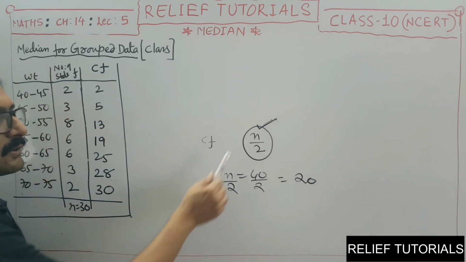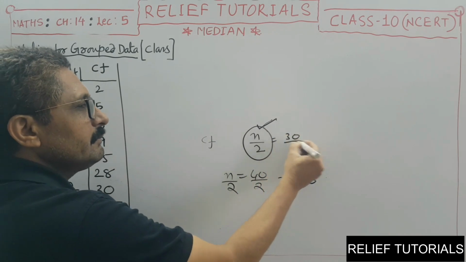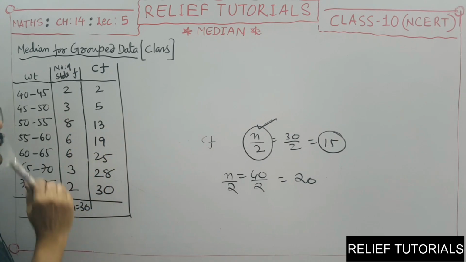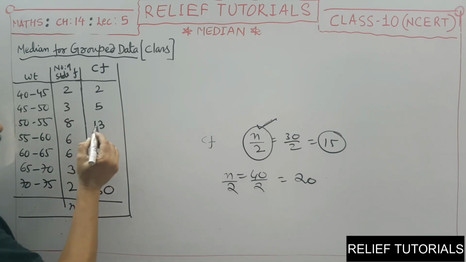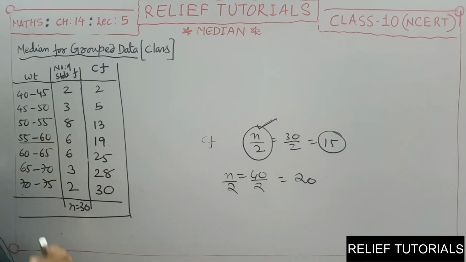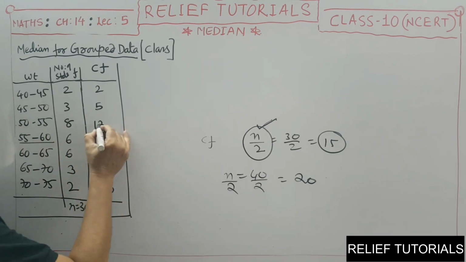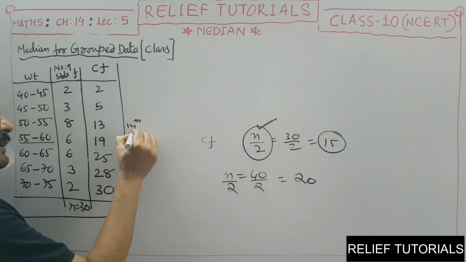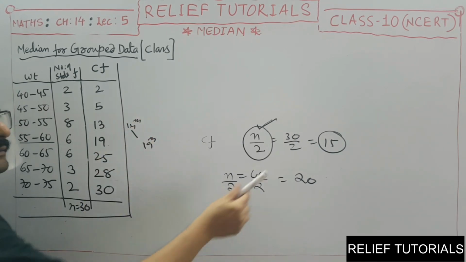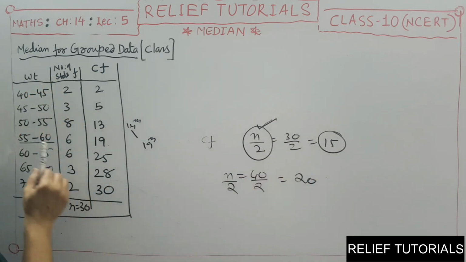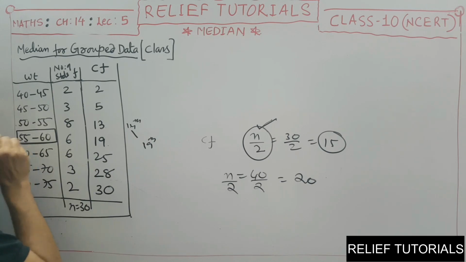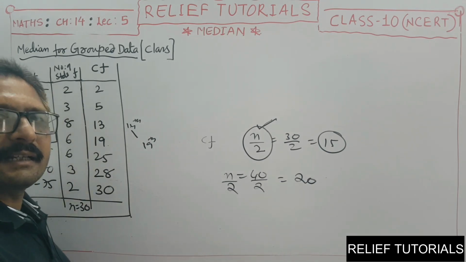Here n is 30, so 30 by 2 is equal to 15. This 15 you have to find in the cumulative frequency. After 13, we get 14 up to 19. So 14 to 19 is what we want, because 15 falls in this particular class. This class is the median class.